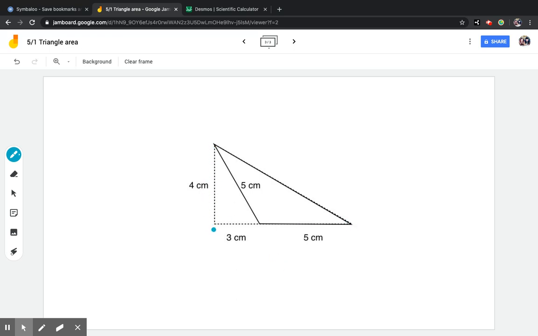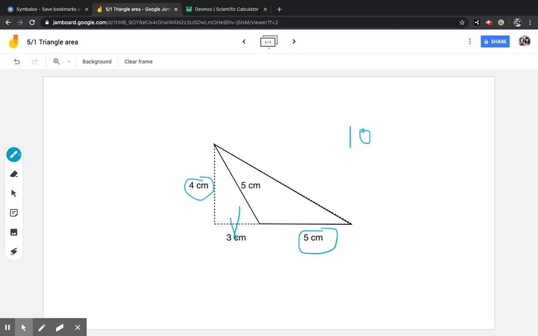It is 4. So the only two things I'm going to look at is the 4, which is the height, and then the 5, that's the base. This 3 does not count because it's imaginary. They only drew the line to kind of help you figure out, well, how does this triangle get to 4? So 4 times 5 would be my, if it was a square. So 4 times 5 is 20, divided by 2 is 10.